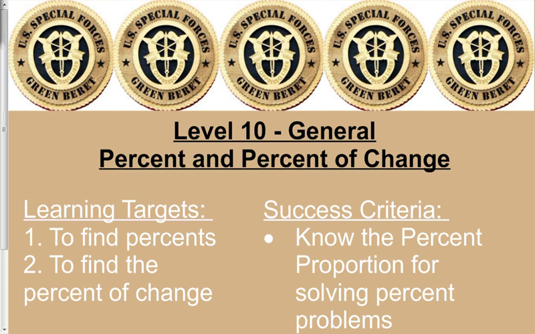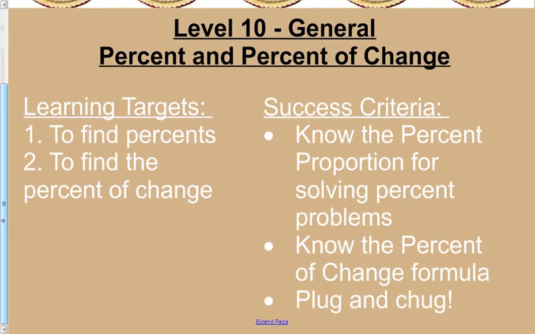All right, last level of boot camp. We are about to graduate from equations boot camp. This is the only thing in your way. That's level 10, the general level: percent and percent of change. So we got two learning targets. One is to find percents in general, and one is to find percent of change.